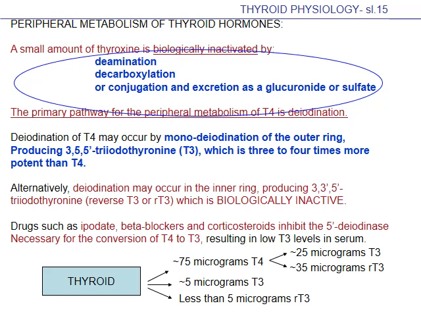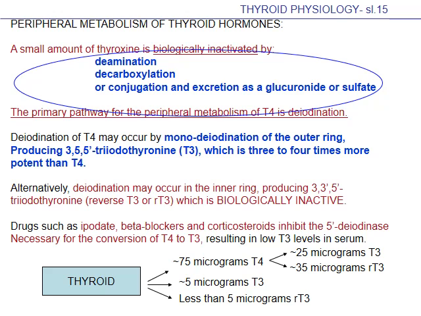The numbers here below are typical normal values, approximates, of what the thyroid gland produces daily. And so here we've got about 75 micrograms of T4 and about 5 micrograms of T3 per day. And that 75 micrograms of T4 gets converted to about 25 micrograms of T3 and about 35 micrograms of inactive RT3. So typically, the thyroid gland is generating about 30 micrograms of T3 daily, plus or minus a few micrograms. But that's in the normal situation.